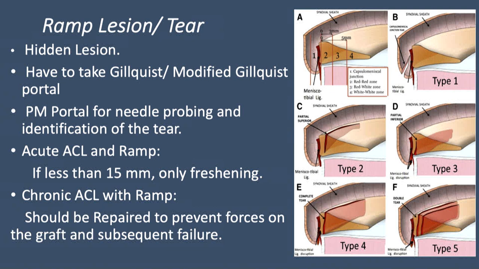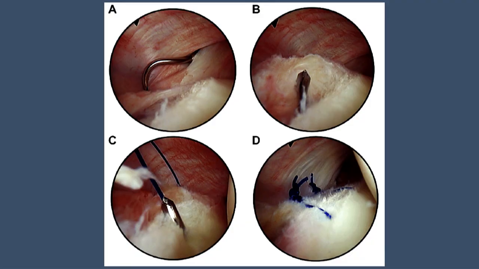Normally in diagnostic arthroscopy, we should put a needle from the posteromedial portal, and once the needle is inside, lift up this area and check for the tear. Otherwise, it is a hidden lesion, and most of the time it is missed. In a chronic scenario, or when the patient comes for revision surgery, most of the time this has not been repaired, and that can be the cause of failure of the ACL.